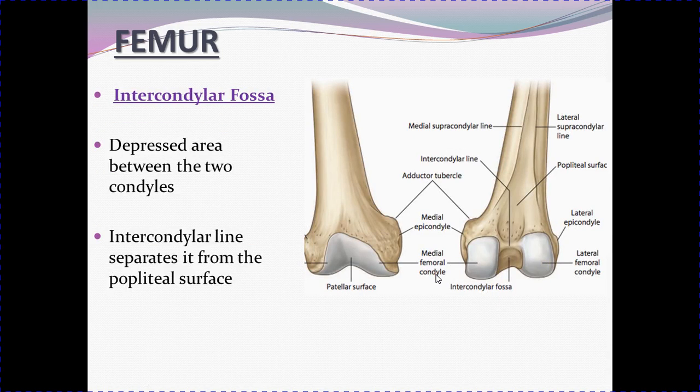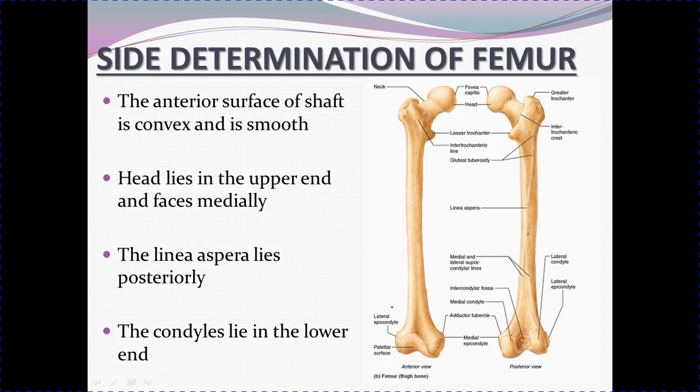The intercondylar fossa, as we said, is a depressed area present between the two condyles, separating the two condyles. The intercondylar line separates the fossa from the popliteal surface. This is the intercondylar line and it is separating the intercondylar fossa from the popliteal surface.